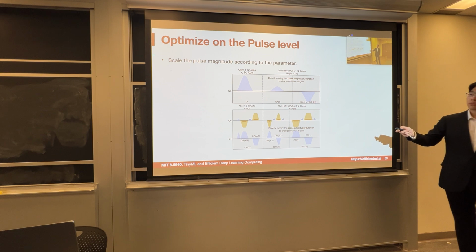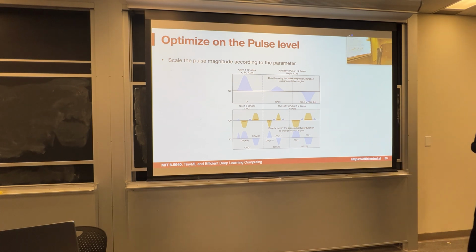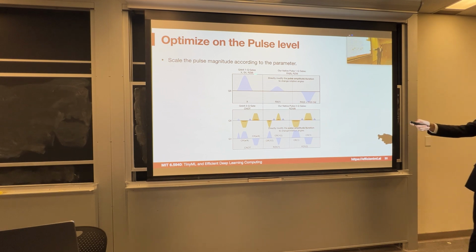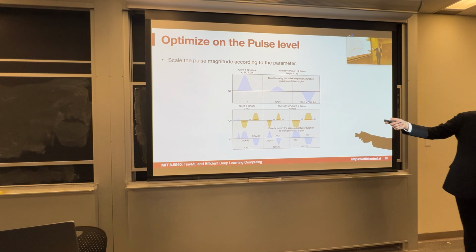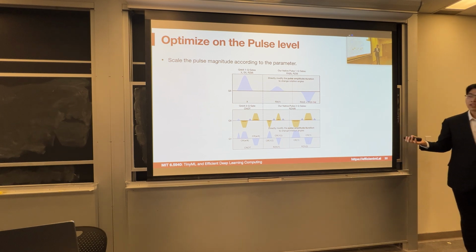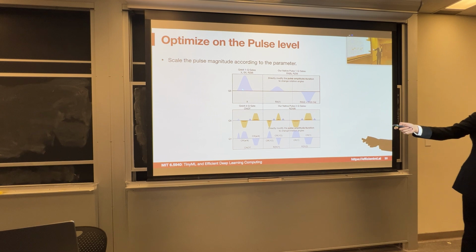Another thing is that we can directly scale the pulse magnitude according to the parameter. So remember last time we introduced how we do the control of each of the gates. So for example, the control pulse here on qubit 0, you just have a Gaussian-like pulse here, but actually that one is similar to Gaussian, which is called a DRAG pulse here.